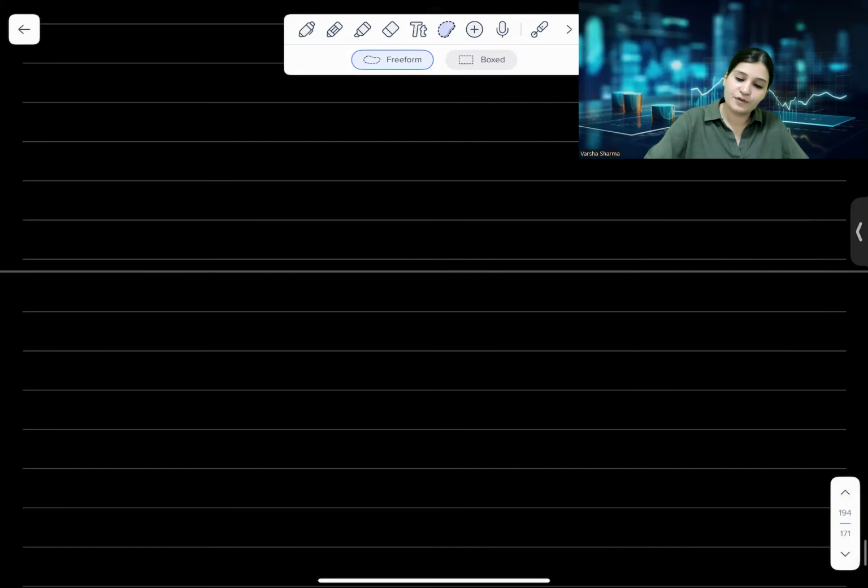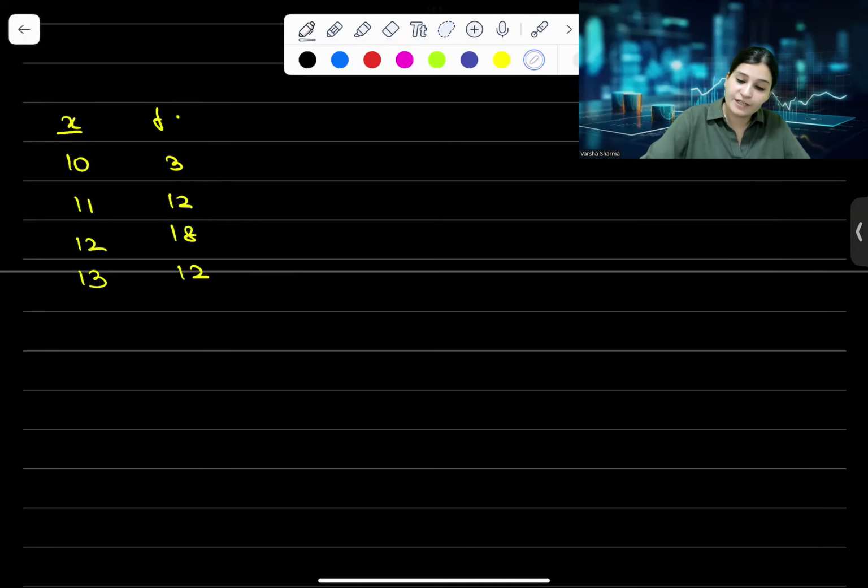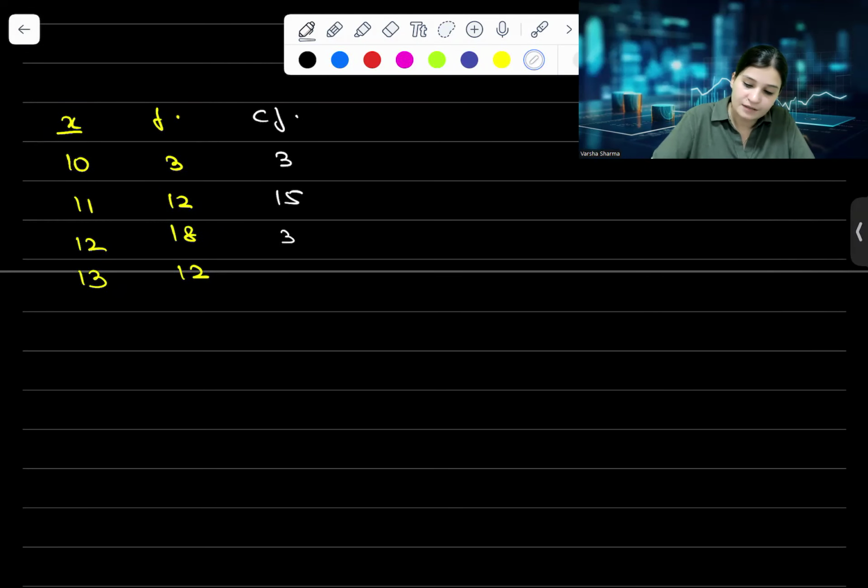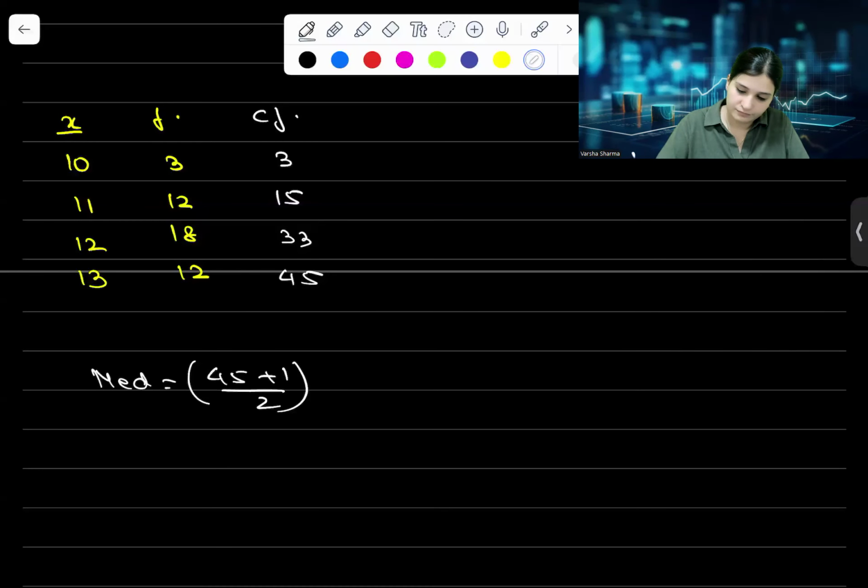Let's do the same sum from median. So in order to find median, we need to find what? Cumulative frequency: 3, 15, 33, 45. So 45, the middle value will be 23rd observation. Which number is the 23rd observation? 12, ma'am. So median is 12.